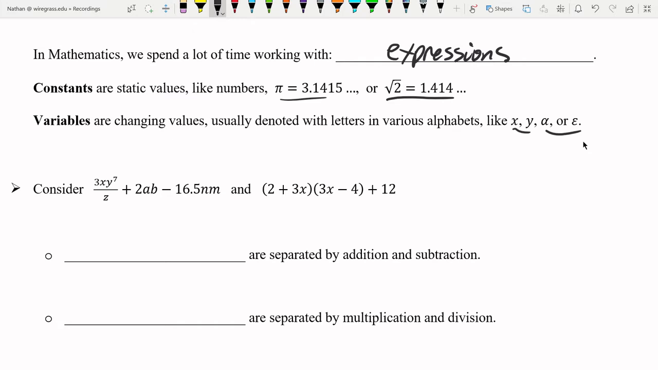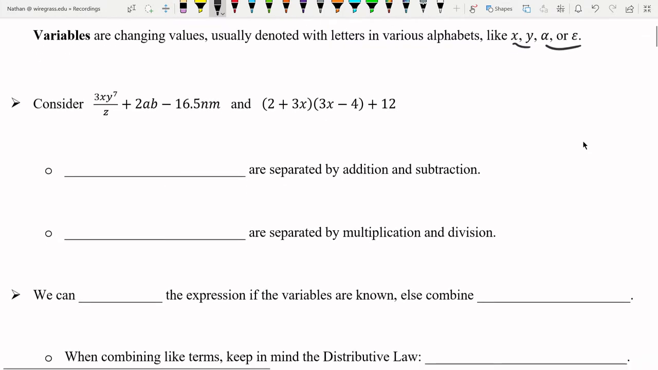Let's consider these two expressions here. In the first expression, we have three things separated by a plus and a minus. This thing, and this one. These are all called terms. Terms are single units inside an expression. In fact, terms are themselves expressions nested inside of expressions. And in the second expression, we have two terms, this first one and the 12.